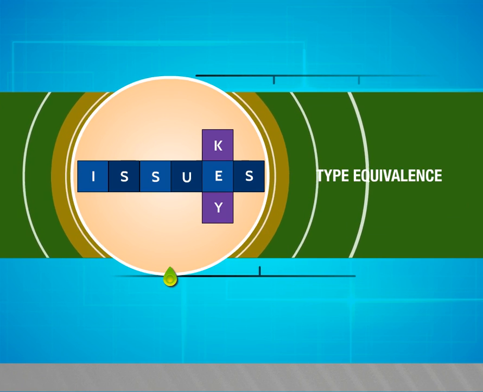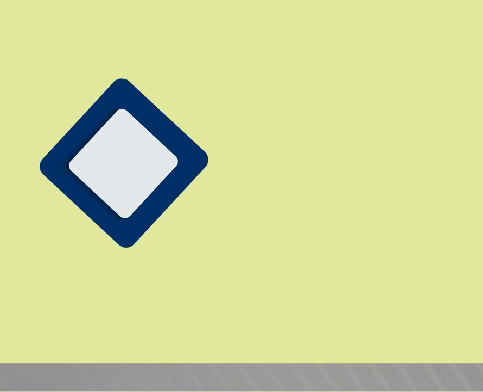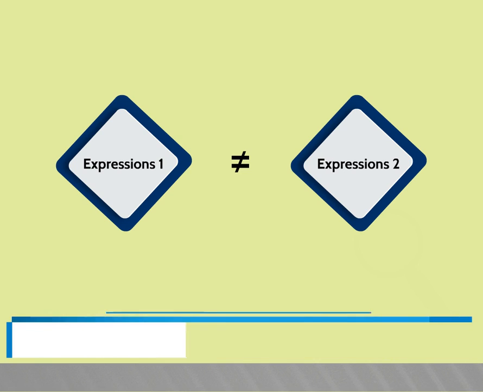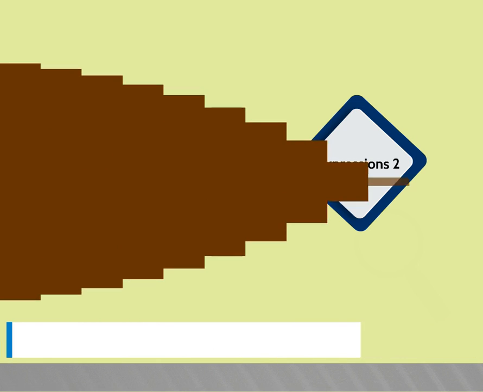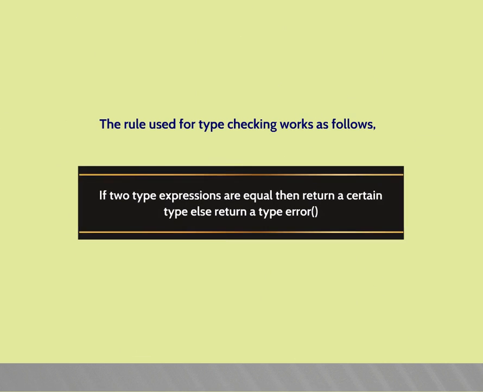Type equivalence. In this video, we are going to see about type equivalence. Type equivalence is used by the type checker to check whether two type expressions are equivalent or not. It can be done by checking the equivalence between the two types. The rule used for type checking works as follows: if two type expressions are equal, then return a certain type, else return a type error.